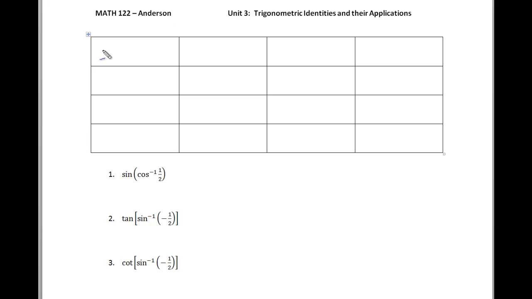So we had the main inverse, whoops, get my pen started here. We have these three main inverses. We have the inverse sine of x, and then we have the inverse cosine of x, and then we have the inverse tangent of x.